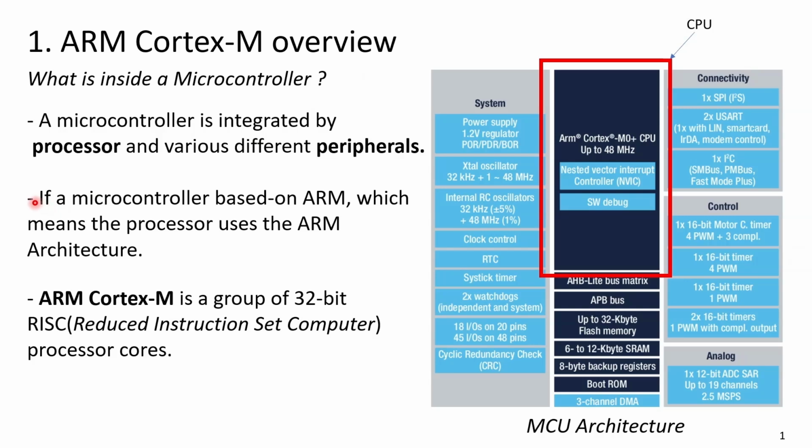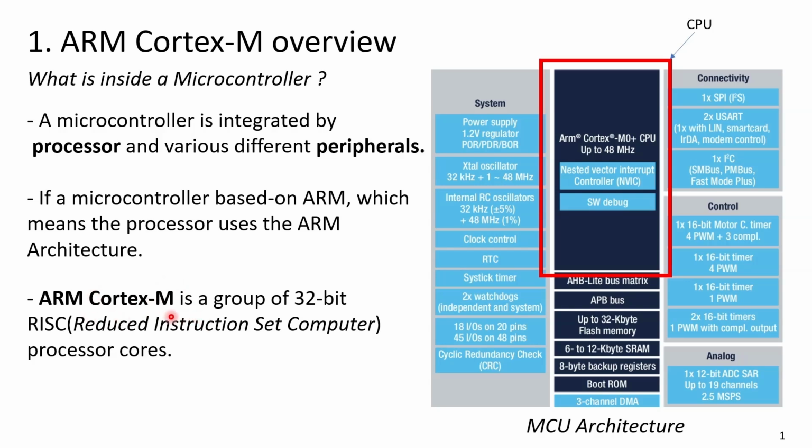If we call microcontrollers based on ARM, it means that the processor uses the ARM architecture. In this series, we only focus on the ARM Cortex-M core CPU. There are many different types of ARM Cortex, such as ARM Cortex-A architecture and ARM Cortex-M core. We only focus on ARM Cortex-M because it is particularly designed for microcontrollers, right?